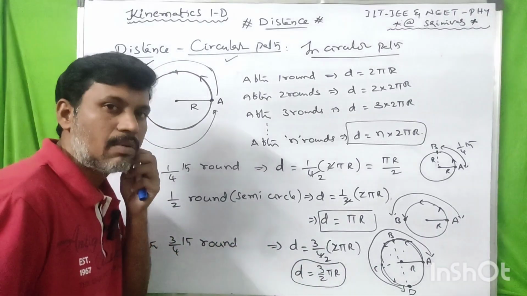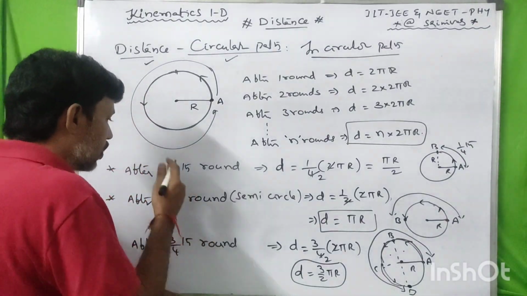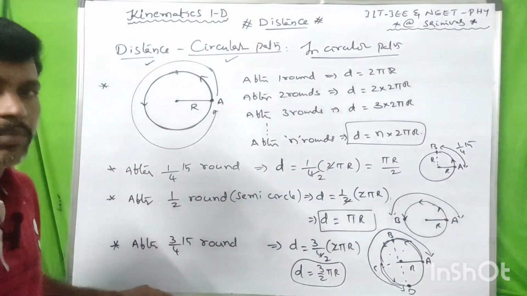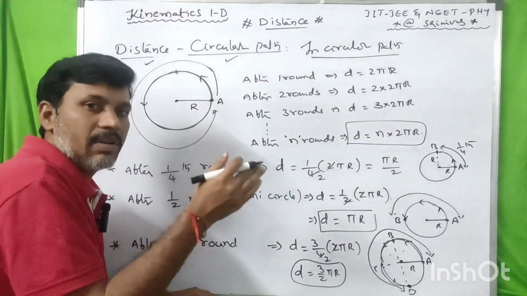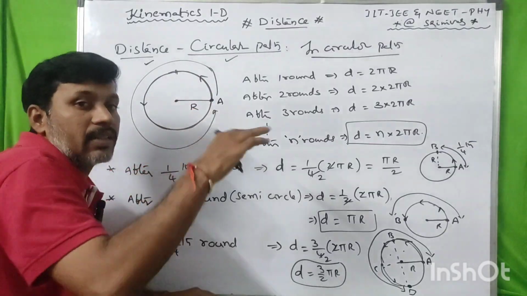Okay, 3 by 4 into 2 pi r. Understand? So complete rounds n into 2 pi r. 1 by 4th round completed, half round completed, 3 by 4th round completed. Like this we can find the distance traveled by the particle when it is traveling in a circular path.